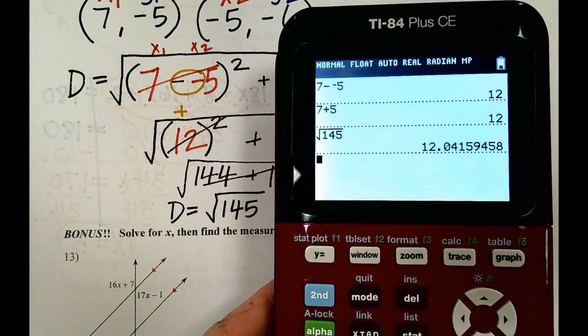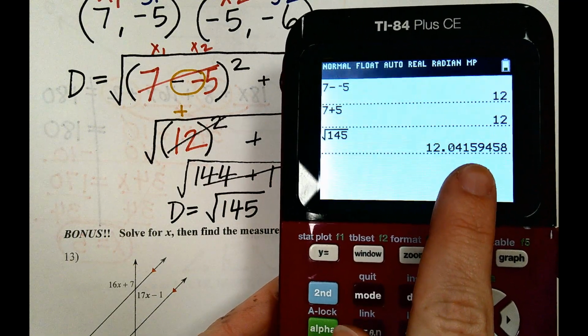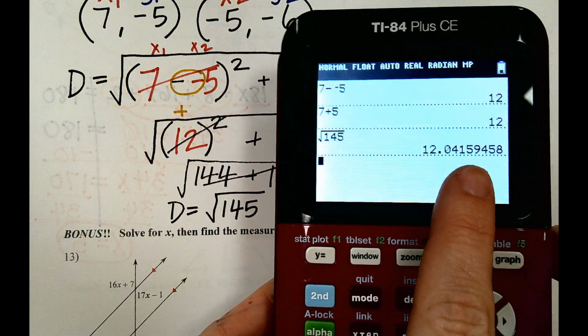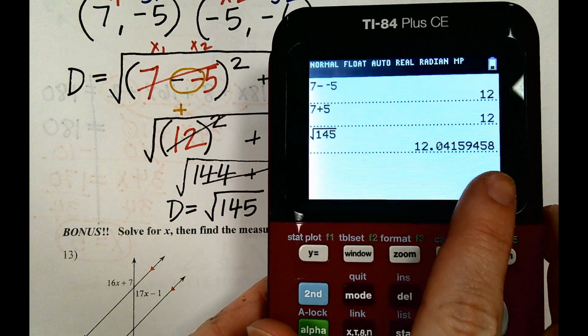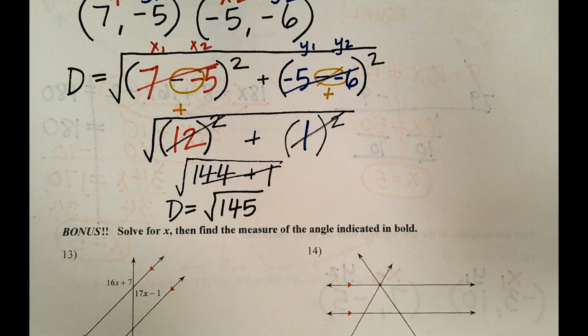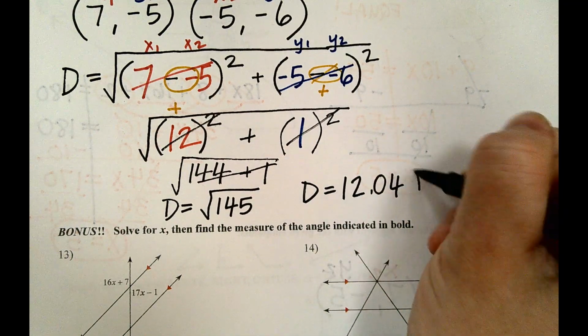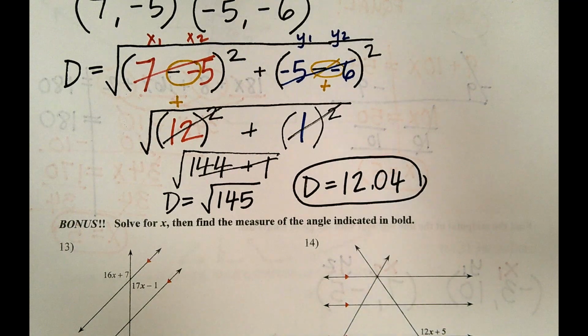I will not be picky for how many decimals you give me, but if there are decimals, don't just write 12. That won't be correct. Make sure you give me at least 1 or 2 points. So 12.04 would be a great answer here. D equals 12.04. And that would be our answer. Okay. So there's an example of the distance formula.